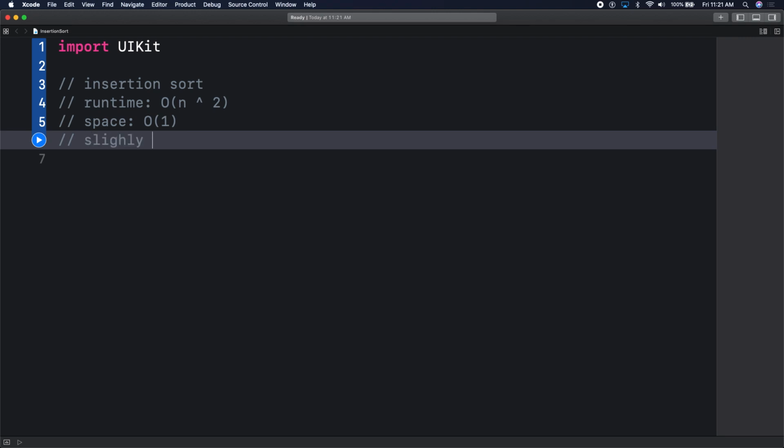Slightly more performant. Yeah, runtime is the same. Worst case is the same. Slightly more performant than the other one. So which one is better? Insertion.